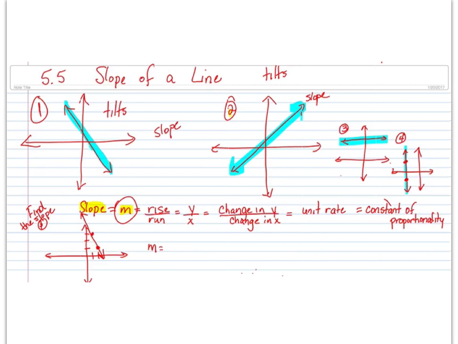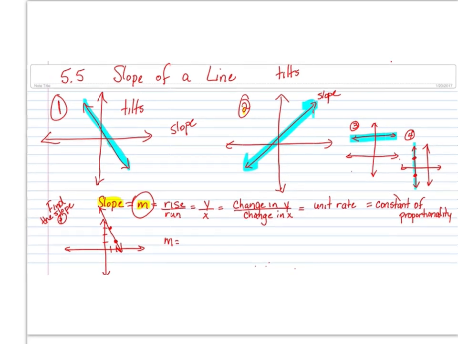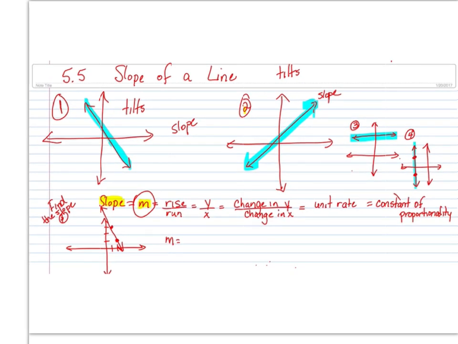All right, you guys, we are going to talk about 5.5, which is the slope of a line. Remember, we've already talked about this many, many times. So you can already tell me about the slope of a line. I know that, so this isn't going to be very long. Remember, if it tilts to the left, we look at the upper arrow, it tilts to the left, the slope has to be negative.